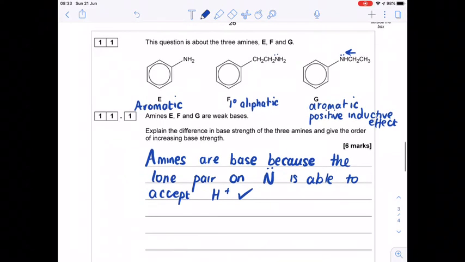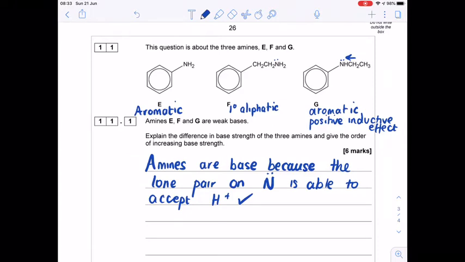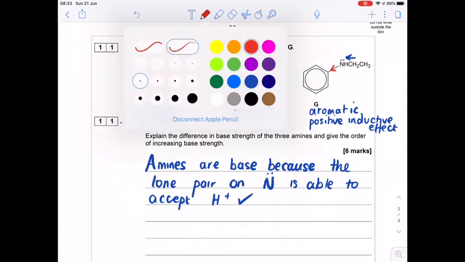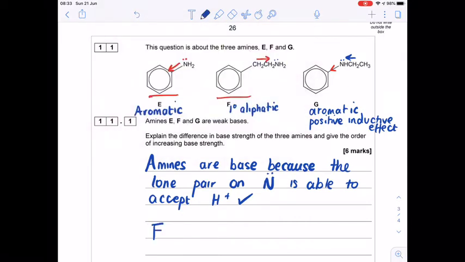So if I was looking at this, something that is aromatic, the lone pair, let's have a look at this in a different colour, the lone pair on the N is going to have become delocalized into the ring. Here, the N is only attached to an alkyl chain, so we're going to push electron density onto the N. Here we've got a push from the alkyl chain and a pull away, so we've got some adding and some taking away from the lone pair. So here we've just got taking away from the lone pair on E. In F, we've got pushing onto the lone pair only, and in G, we've got pushing onto the lone pair and pulling away. So which one is the strongest? We should be able to see that F is the strongest base.